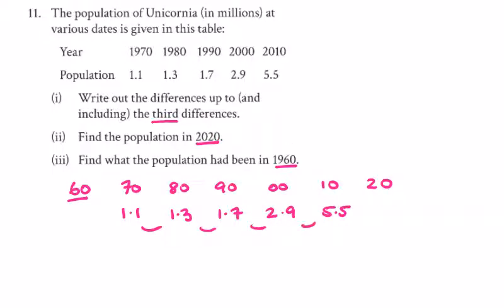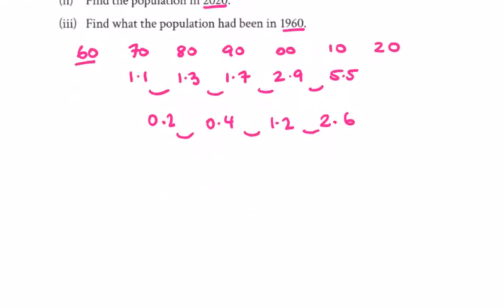Let's have a look at our differences. We're going to need to work our way back up. 0.2, 0.4, 1.2, and 2.6. That's the first difference. Second difference, up 0.2, 0.8, and 1.4. You can see here the third difference is 0.6. So it's cubic. Same third difference.